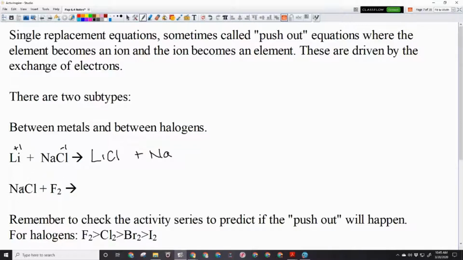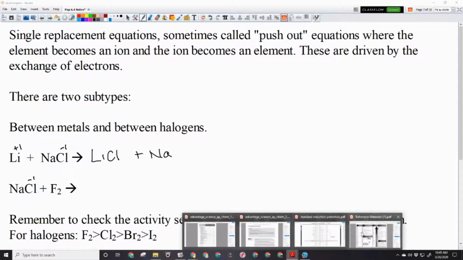But sometimes in this equation here, we have nonmetals. See, we have chlorine, which is a -1, and then we have fluorine, which is also a halogen. It's a negative charge.